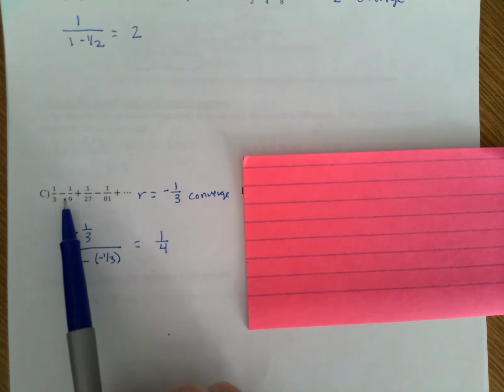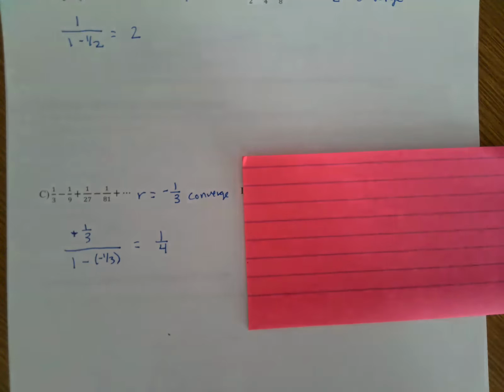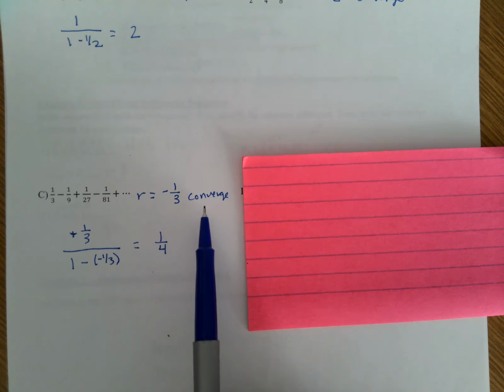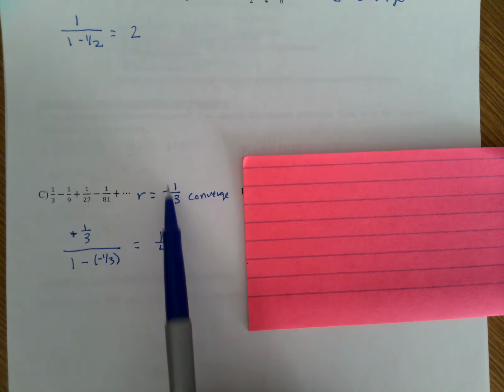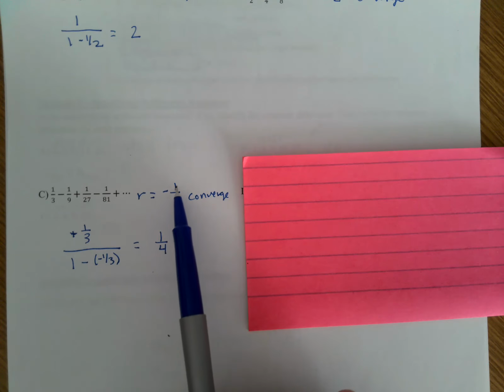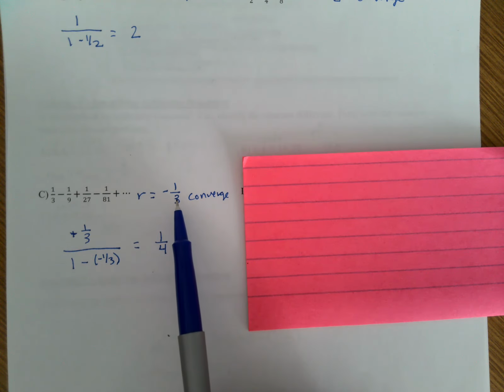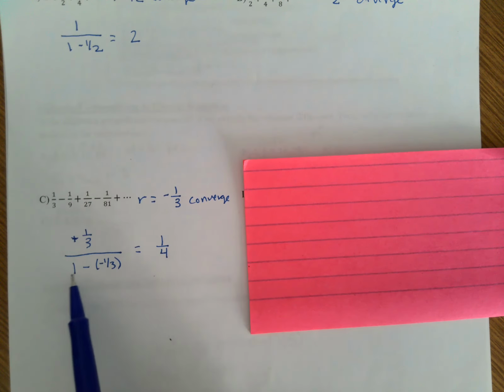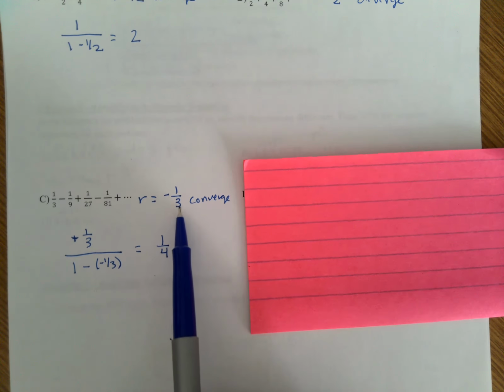So here, hopefully you notice that this is a negative right there. So since that's a negative, that means here r is actually a negative 1/3. It converges because the absolute value is less than 1. So again, it doesn't matter if it's positive or negative. This number right here has to be less than 1. So that converges. So my first term is a positive 1/3, divided by 1 minus a negative 1/3, because that's your ratio.